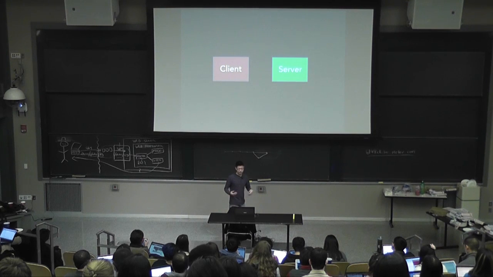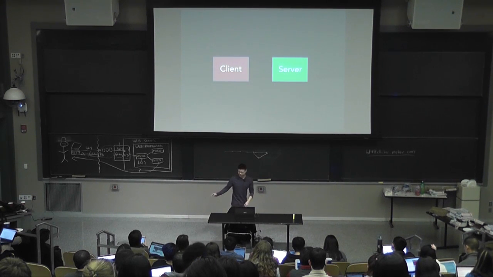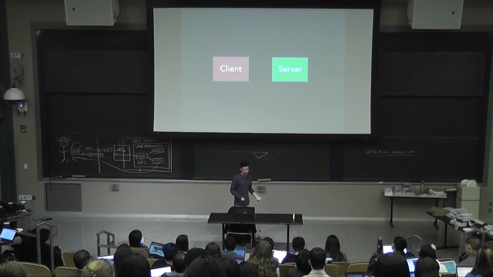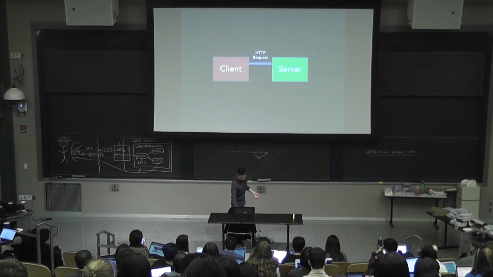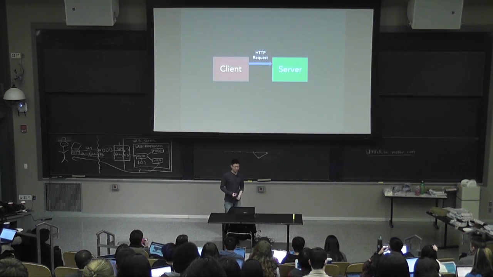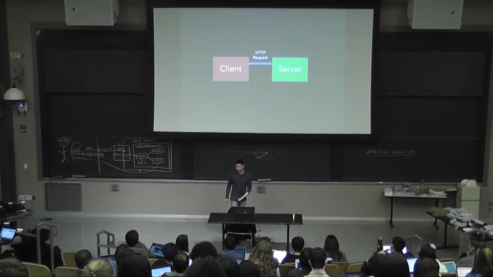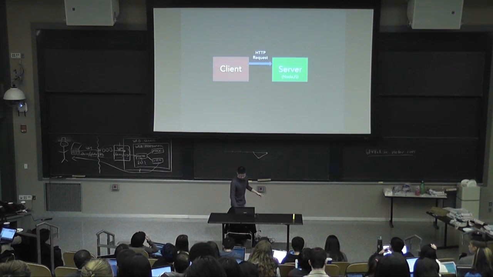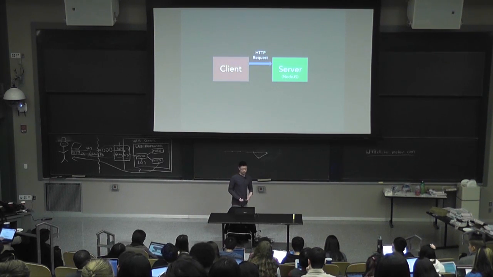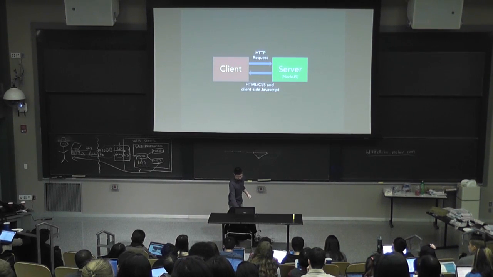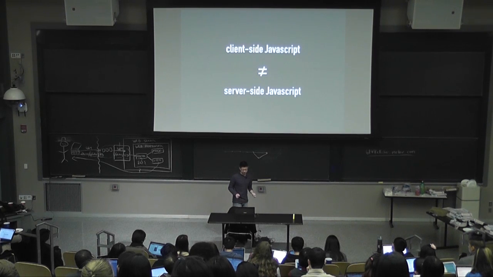So what happens when you go to xkcd.com? The client sends an HTTP request to the server. So it's basically saying, hey, can you give me this web page? And then the server runs some code on its side, thinking about what page to actually give you. And this code can be in a variety of languages like Ruby, Python, PHP. But today we're talking about JavaScript, so it's Node. And Node runs some code to figure out what to actually give you back. And then once it does that, it'll send you the corresponding HTML, CSS, and client-side JavaScript. Remember, client-side JavaScript is not server-side JavaScript. They're different.